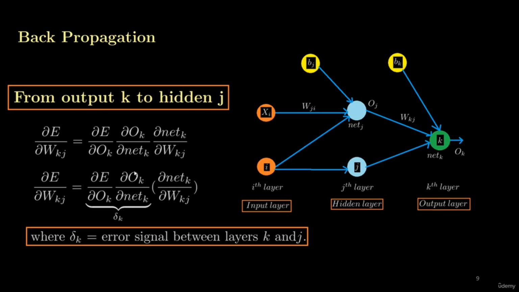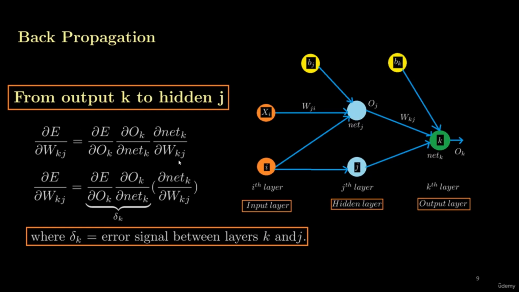Now, the first two terms are called the error signal between the layer K and J. So these two terms may be denoted by a delta K. So we will denote them by delta K, but first we have to find basically these three values.